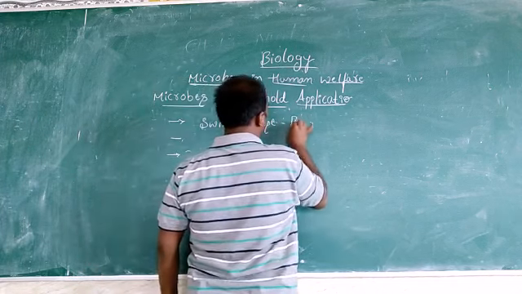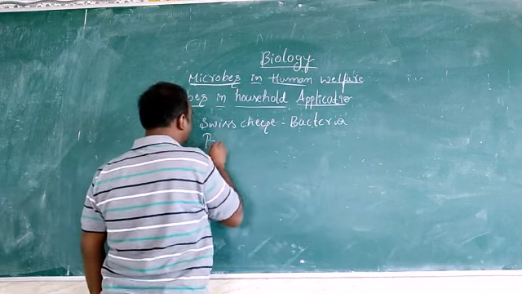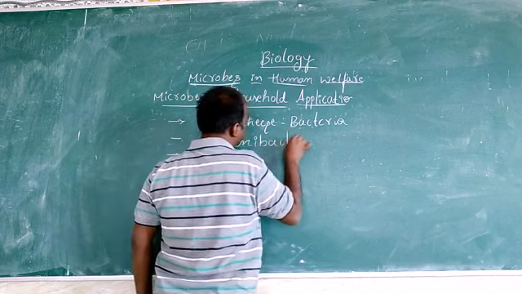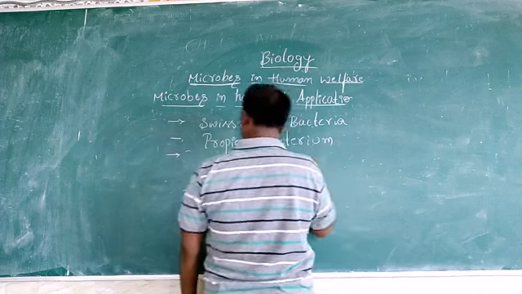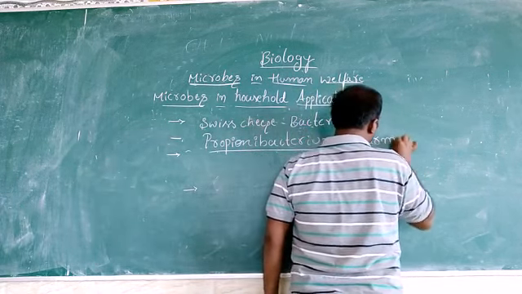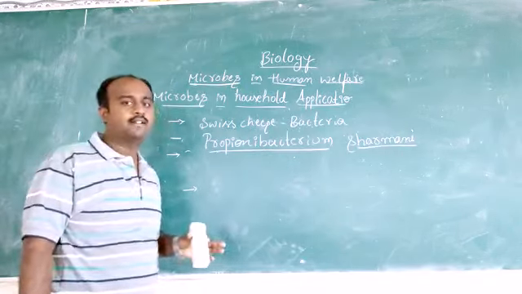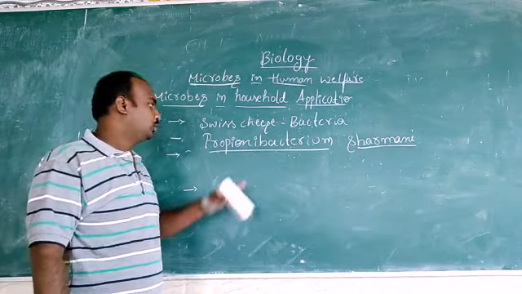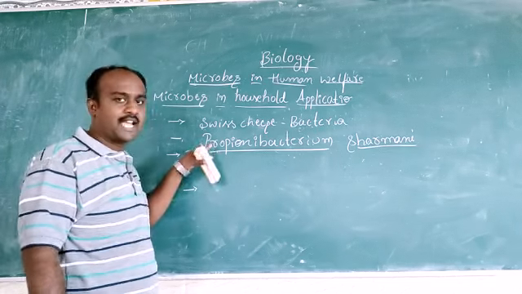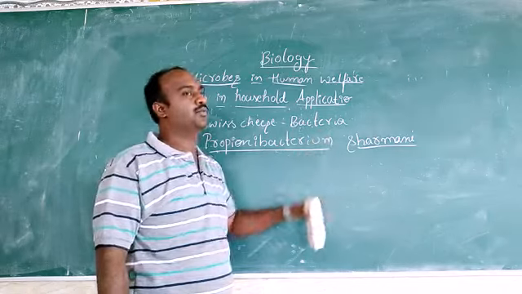This cheese consists of bacteria known as Propionibacterium shermani. This is the scientific name of a bacterium, so we write it in two words. The first word is the genus, which starts with a capital letter, and the second word is the species, which starts with a small letter.